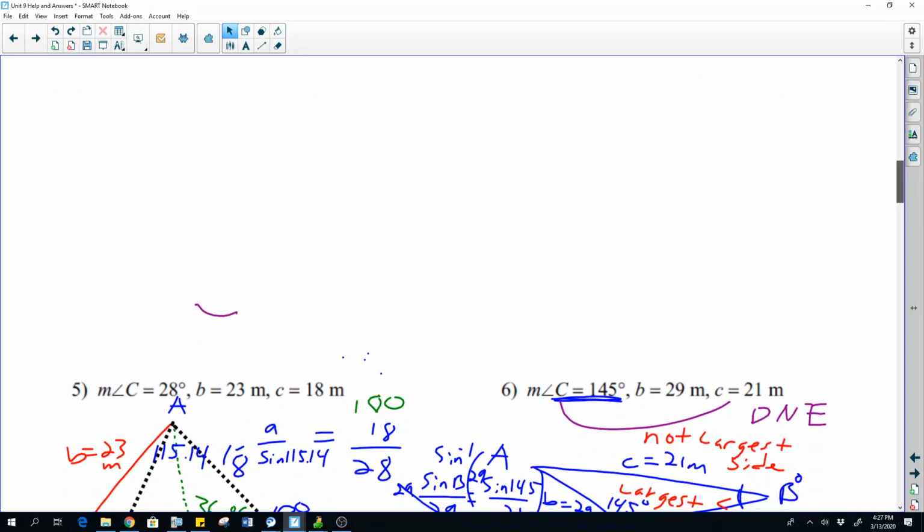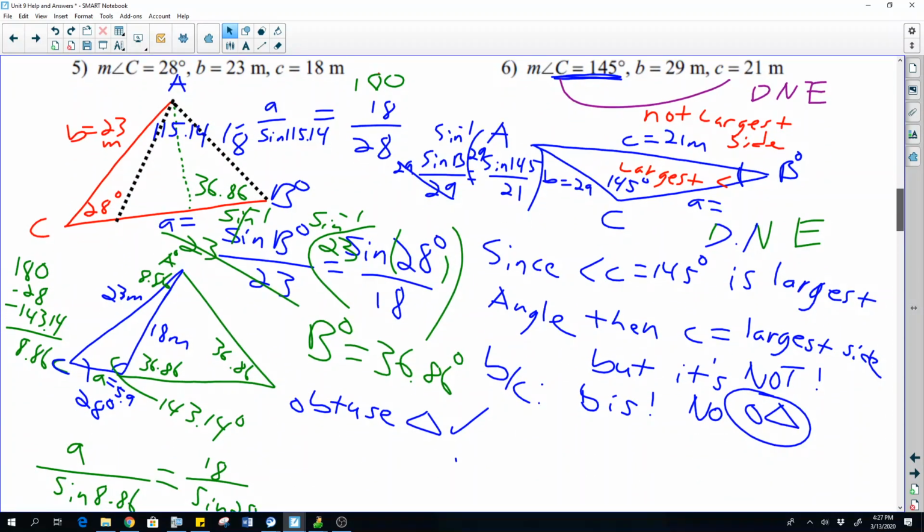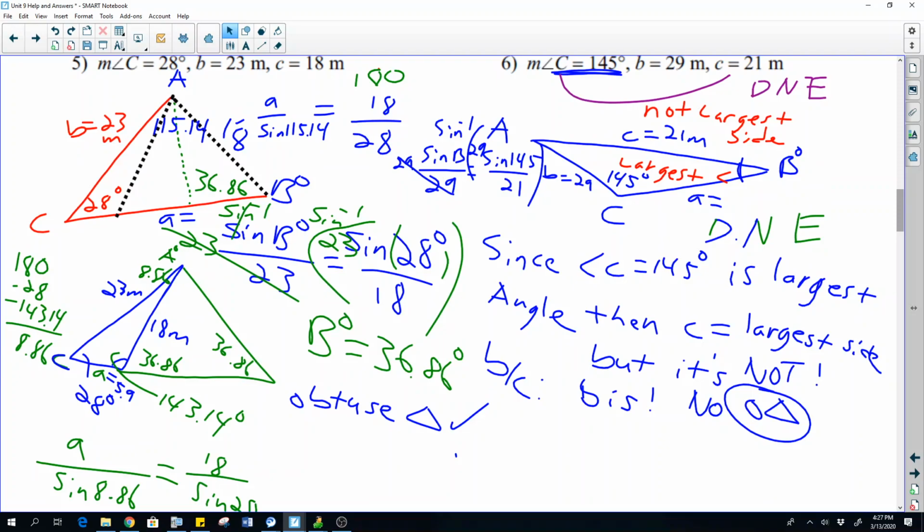We did the same thing with number 5 in class during second period. For second period, we went ahead and did the same process, and we found that we had two obtuse triangles. We had one with 28 degrees, 36.86 degrees, and 115.14 degrees. And then we found another triangle with 8.86 degrees, 28 degrees, and 143.14 degrees. So we had two obtuse triangles.